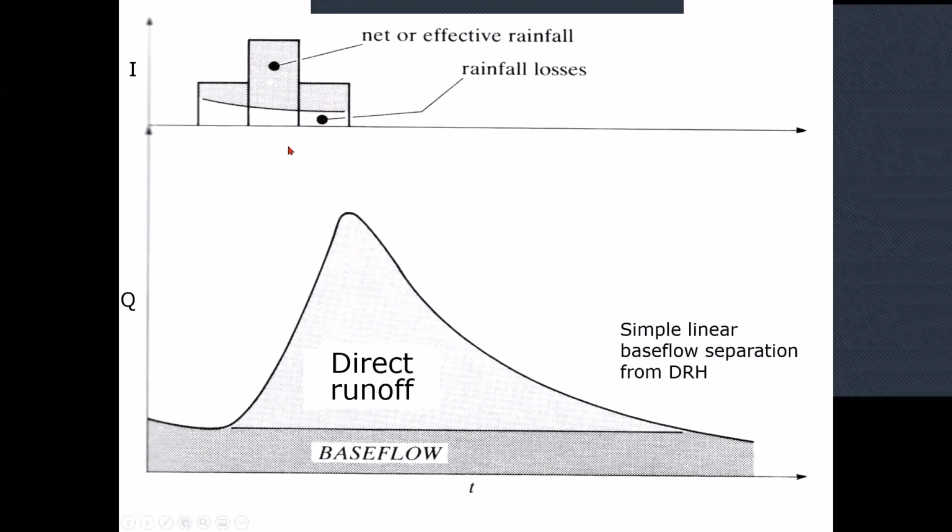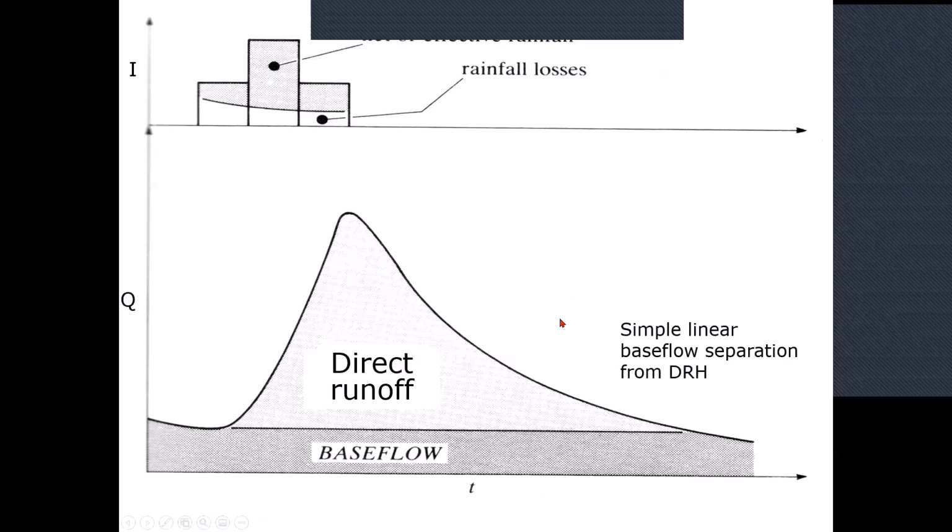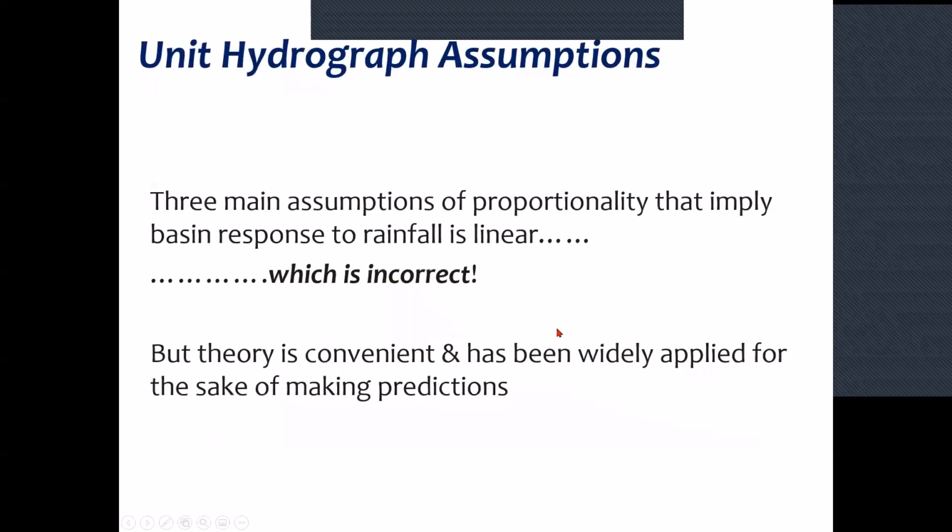Whereas this component are the losses. These could be losses to interception storage, evaporation during the event, surface ponding on the ground. So that's rainfall that falls and encounters the Earth's surface, but it doesn't make it into the hydrograph or into a stream discharge, because it's either held in temporary storage or it's lost to evaporation. So that's why this notion of the net effective rainfall is valuable.